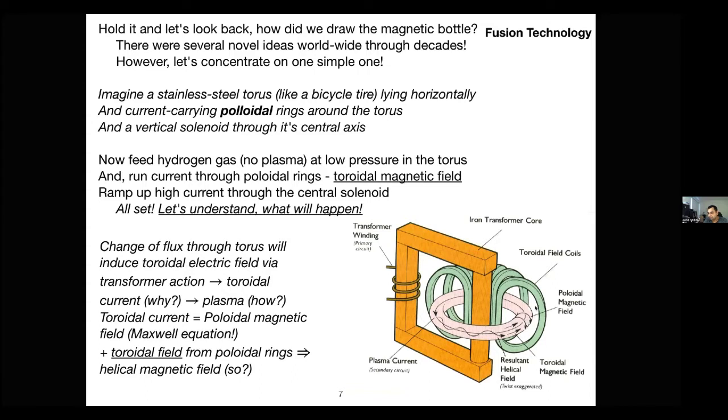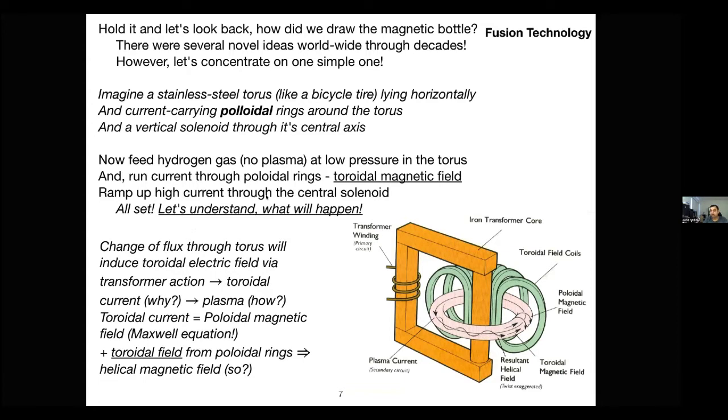So the currents through these poloidal rings will create this kind of toroidal magnetic field. And then ramp up high current through the central solenoid. So this is the central solenoid. Typically, it's ramping down. I mean, we just need the change of flux. So you charge this up and discharge it very fast. When it's discharging, that's good enough from an engineer's perspective. All set. Let's understand what will happen.